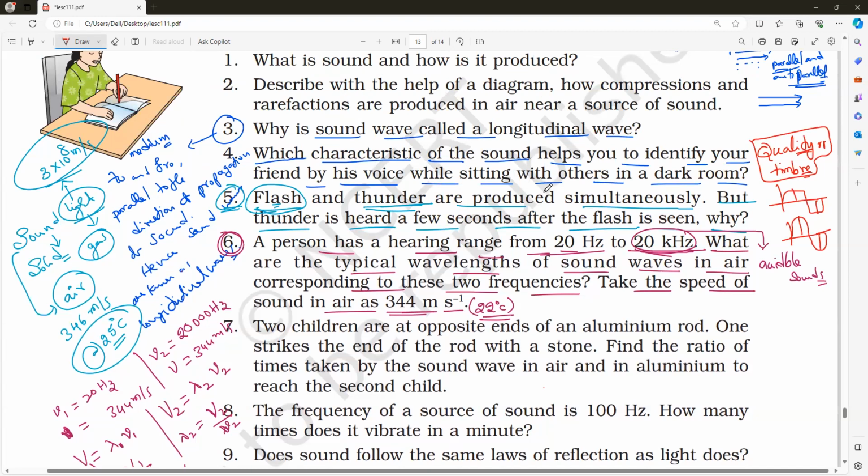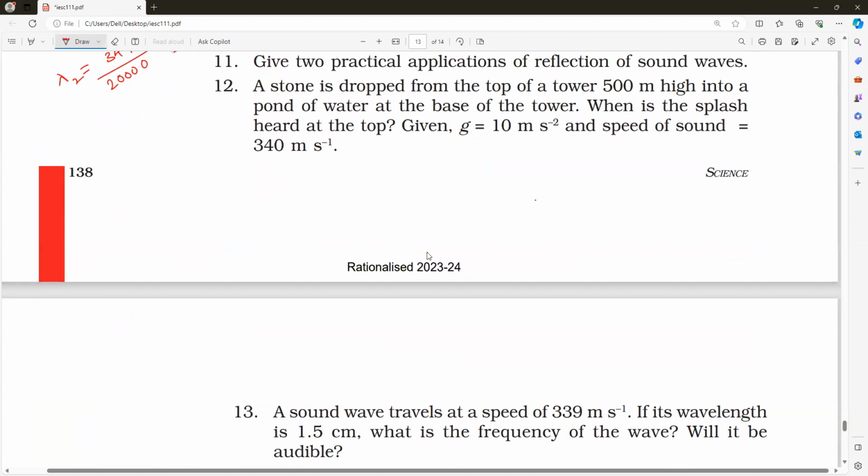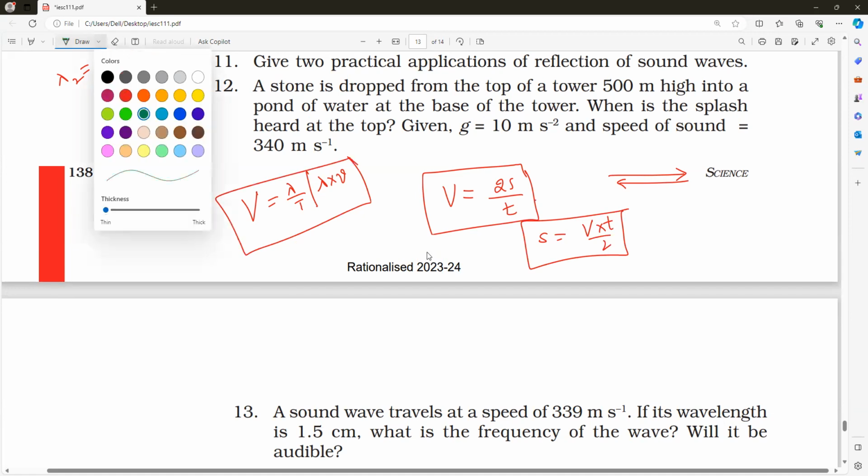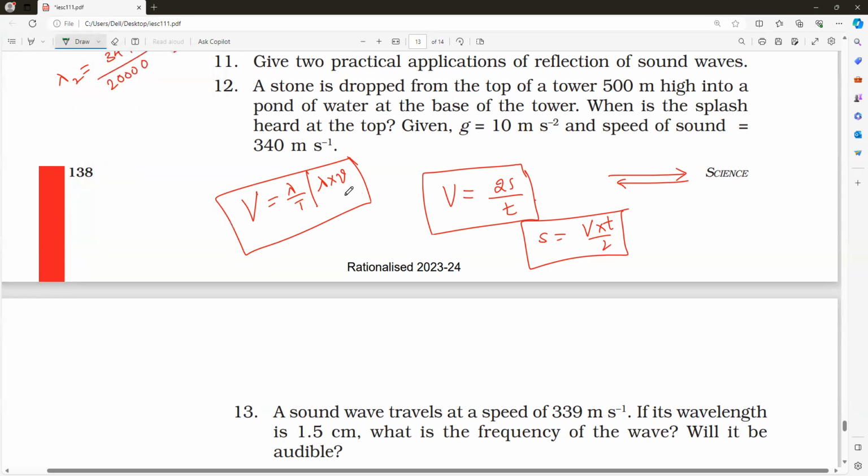Do you understand me? Don't rely on the normal formulas. Echo means directly you remember that speed is equal to 2s by t. No other formula. Here 2s is the going distance as well as the coming distance. So fix in your mind: wave speed is equal to lambda by time period, or lambda into frequency, or in the echo case, 2s by t. From that, s is equal to v into t by 2. Only these three formulas you have. So you have to use any one of them for calculating. Clear? Yes, sir. Question from the sound chapter.